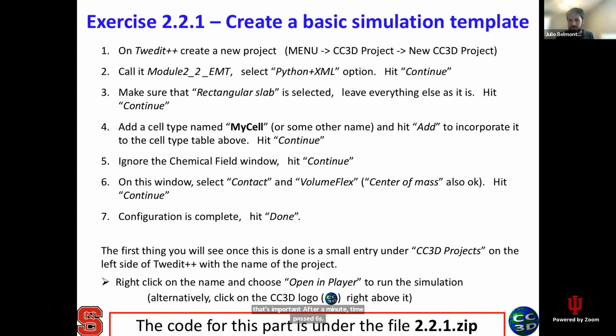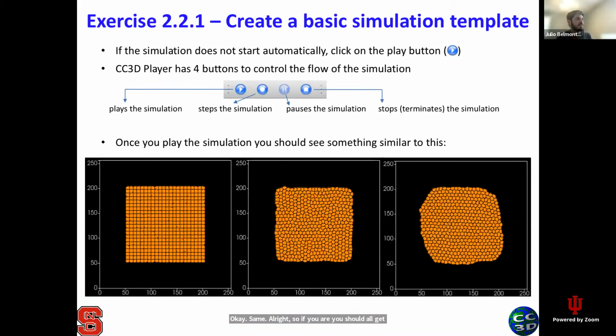Okay, same. So you should all get something that looks a little bit like this. You start the simulation, the cells are like that, and then after a while this happens. And after you wait a minute or two, you see this, you see rounded corners. So you can see that there are two things going on here: a short-term effect and a long-term effect.